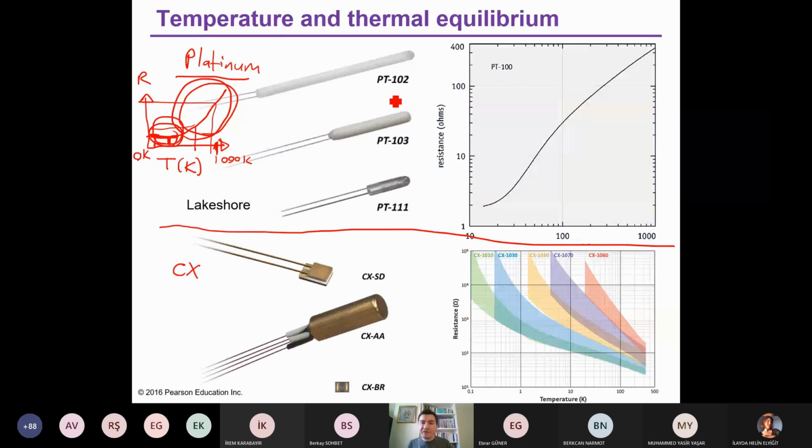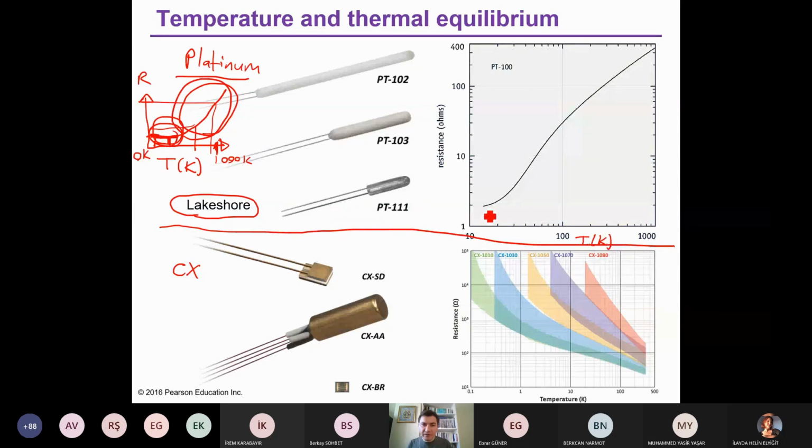So these are the different platinum thermometers from Lakeshore, one of the main temperature sensor producers and temperature controller producers in the world. And we have a few of them in our laboratory. And here you see a common resistance versus temperature graph of these thermometers.